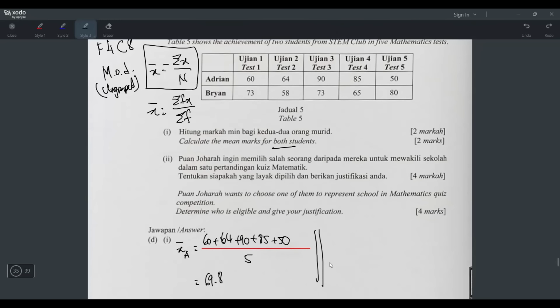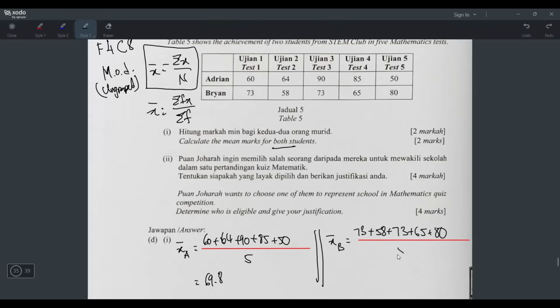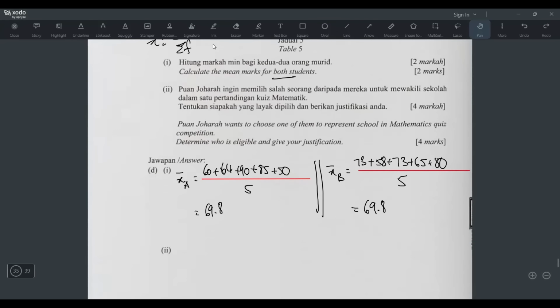Now, we find the mean for Brian. So I'll do it beside here. Mean of Brian. Okay, same thing. I draw a line. And then I add up all his marks: 73 plus 58 plus 73 plus 65 plus 80. I'm finding the average, so I divide by 5 because there are 5 tests. So the answer I got, if I press the calculator, is 69.8. It means Adrian and Brian have the same mean. Their averages are the same. Okay.